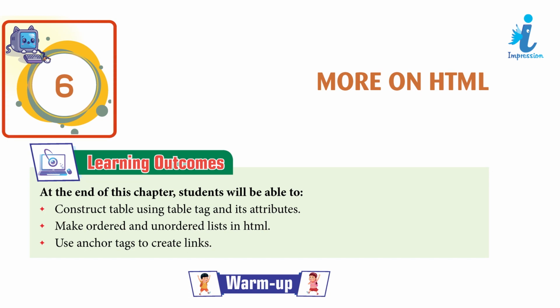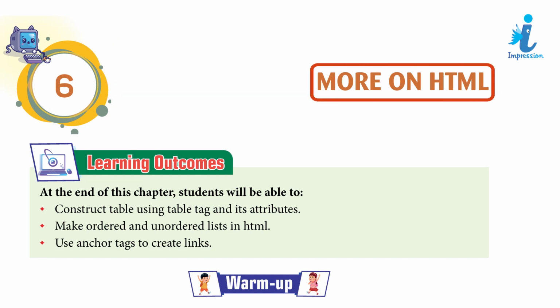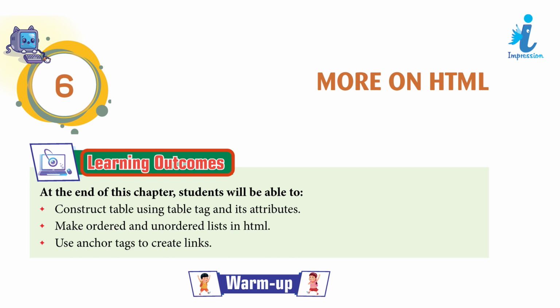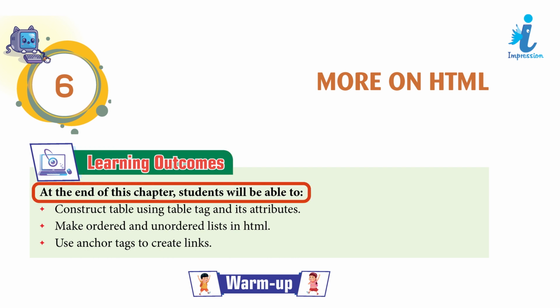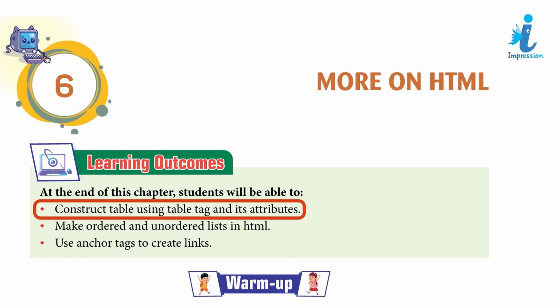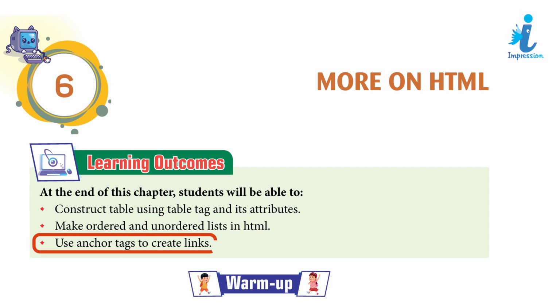Chapter 6. More on HTML. Learning outcomes. At the end of this chapter, students will be able to construct a table using the table tag and its attributes, make ordered and unordered lists in HTML, and use anchor tags to create links.